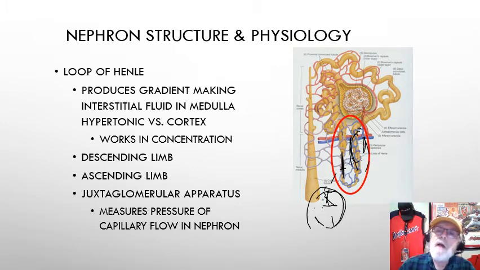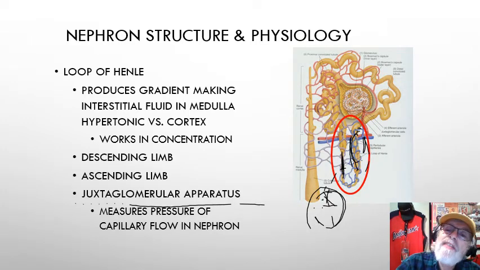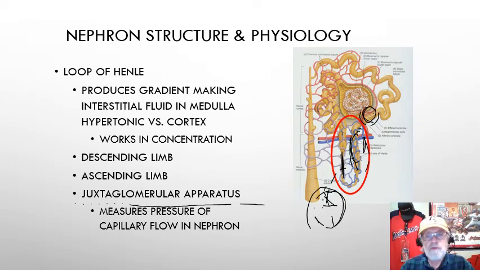Okay, now I mentioned here about the juxtaglomerular apparatus. Okay, and that's that area that's right about here. That would be the juxtaglomerular apparatus. I drew it on a previous slide. And the juxtaglomerular apparatus does a couple of things. It measures the pressure of the capillary flow in the nephron. Now I talked about this earlier in the previous video.